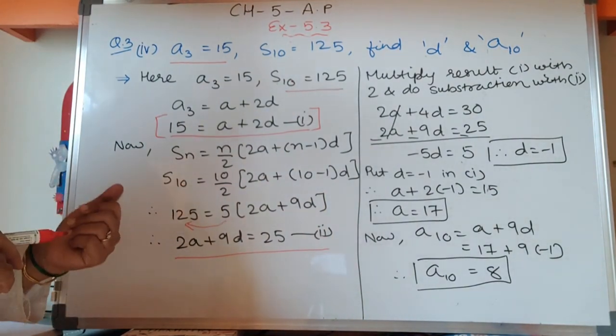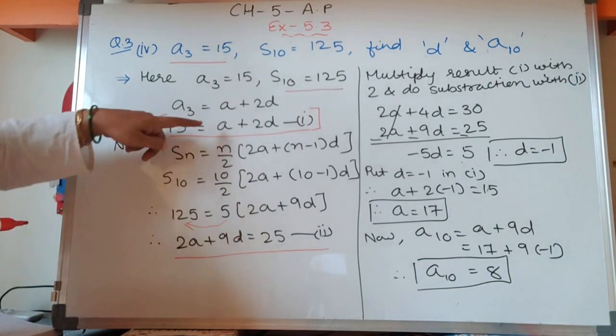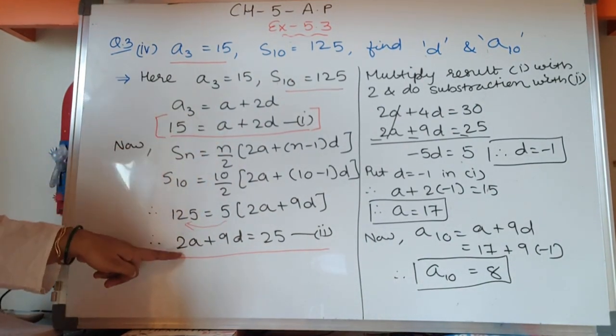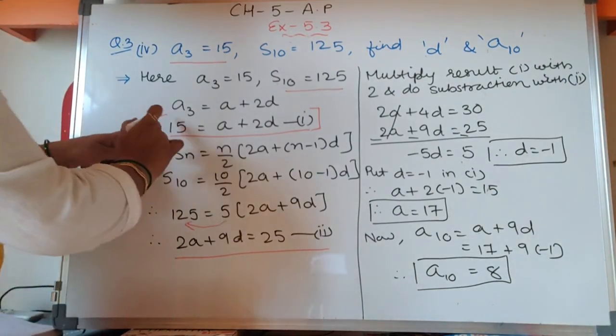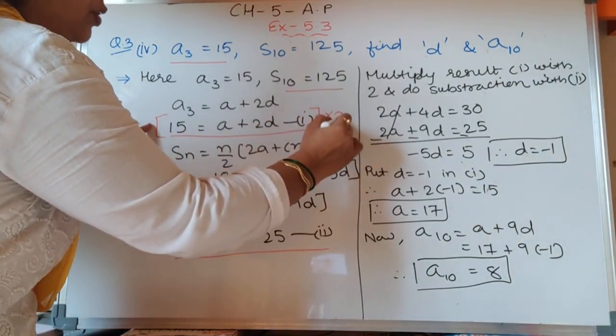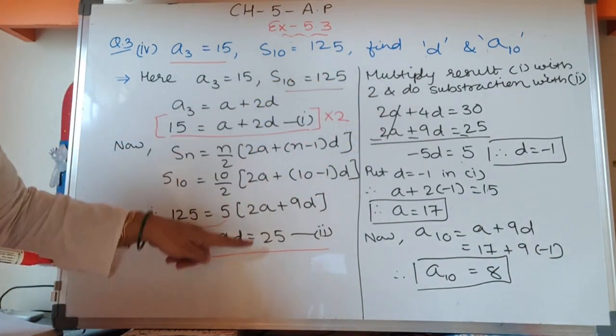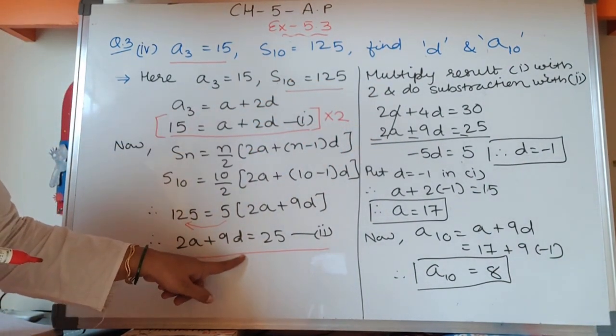But for the elimination method, the criterion is that the two terms must be the same. Here it is a and here it is 2a. So we will multiply result 1 with 2, and do subtraction from result 2.